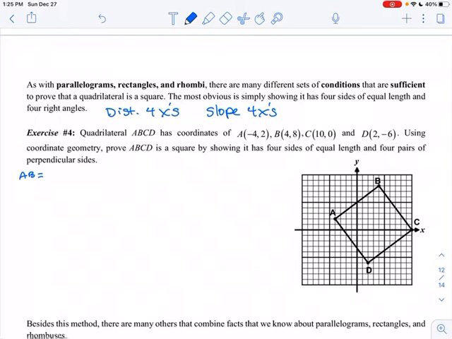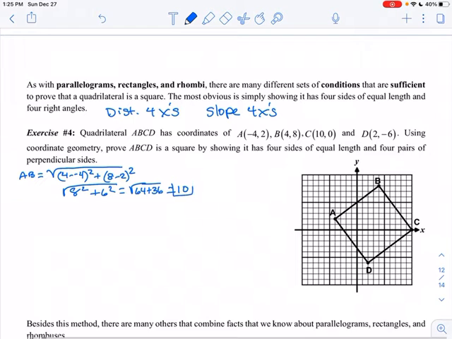So that's what they want us to do in this first problem right here, which seems really long, but it's not as bad as you think, because once you get the first one, the numbers are all going to be the same. So the distance of AB, I subtract the x's, 4 minus negative 4 squared, and subtract the y's, 8 minus 2 squared. So that's going to be 8 squared plus 6 squared, which is radical 64 plus 36, which is radical 100, which equals 10.